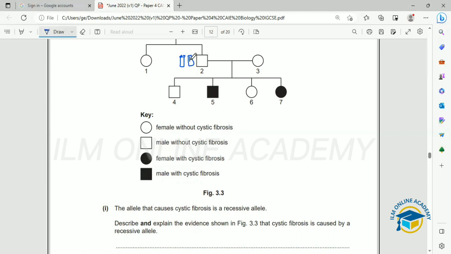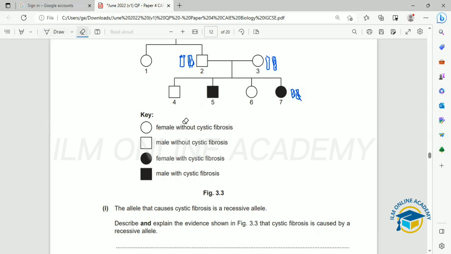So in the parents, the recessive mutated copy is not doing anything, right? One is fine and the other one is mutated. And what happens is that the kids that are born will have both mutated copies. The one who has cystic fibrosis must have both mutated copies, as it is caused by a recessive allele, all right? So that's that. We'll see the cross in the next question, but for now, it's just that.